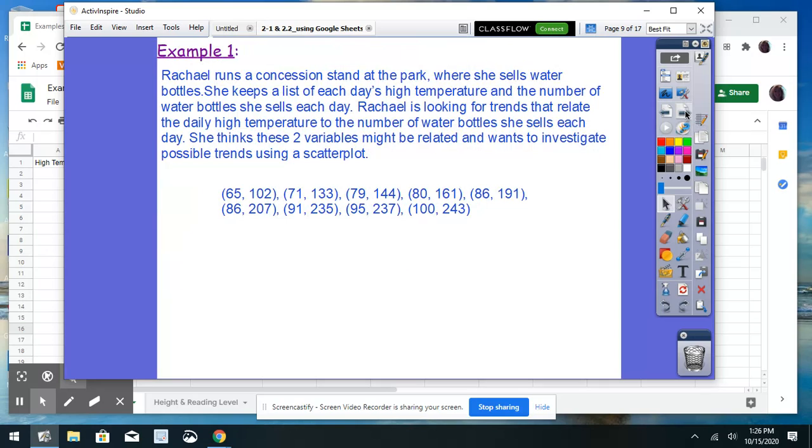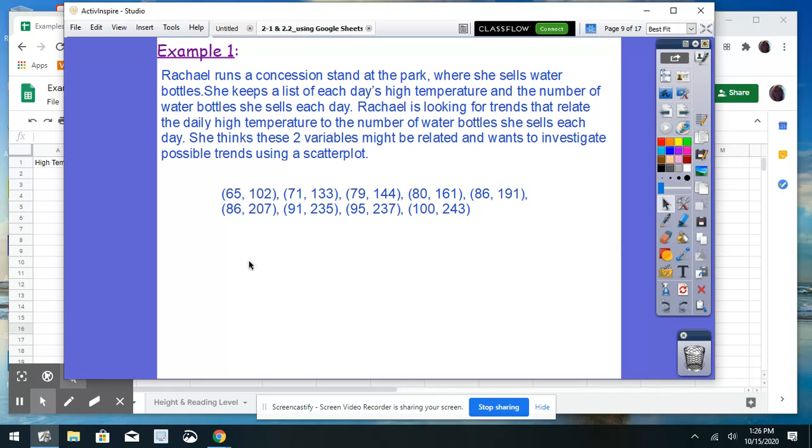Our first example is about Rachel, who's running a concession stand at the park. She sells water bottles, and she's been keeping a list of the high temperature for each day, and the number of water bottles she sells. And she thinks there might be a relationship between the two. So she wants to investigate, and is going to be doing a scatter plot to check this out.